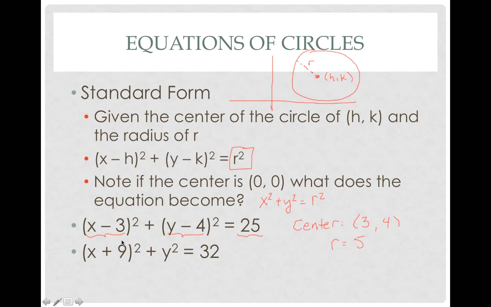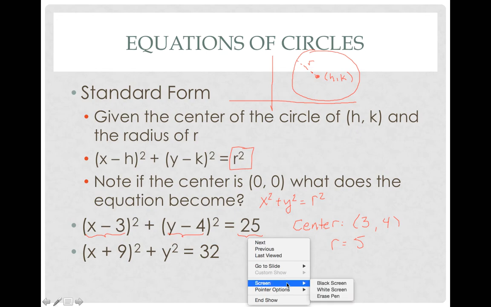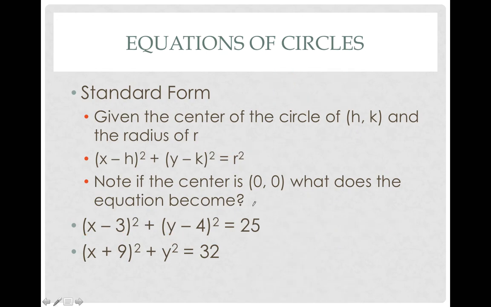And our last one here is, let me erase some of this stuff off the page. Same idea. What makes the first piece 0? Well, here's our center. Our center is going to be, what makes the first thing 0? Well, I know -9 is going to make that a 0. And what makes the second thing 0? Well, there's nothing there, so it's going to be a 0. So the center to my circle is -9, 0.